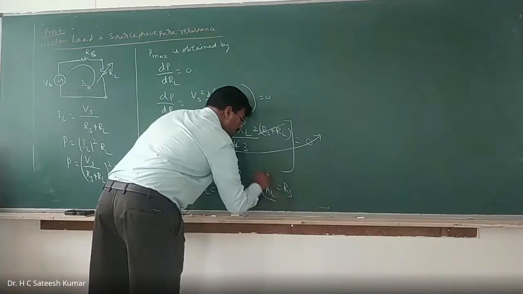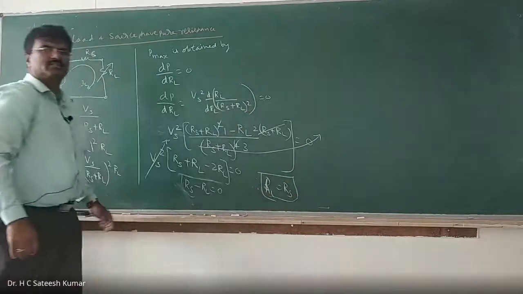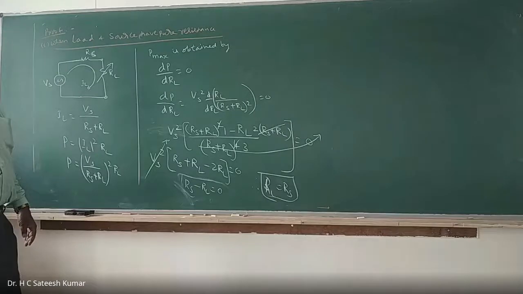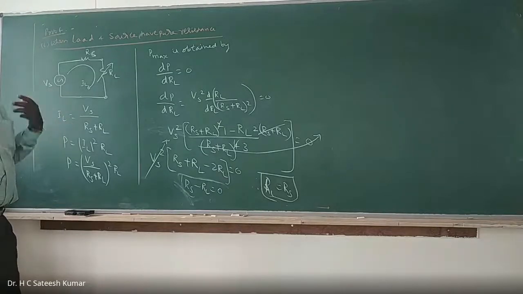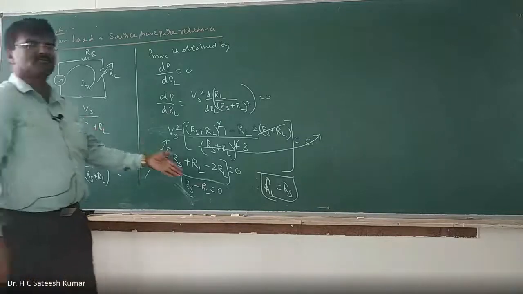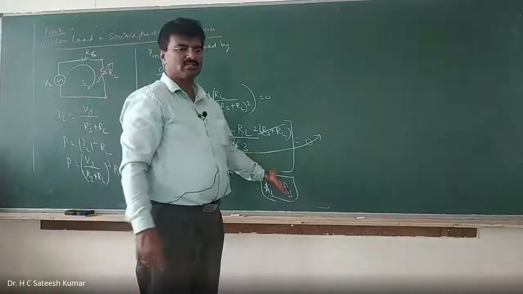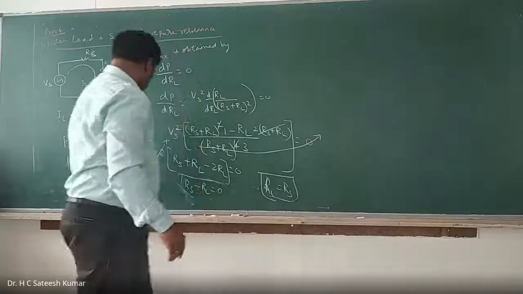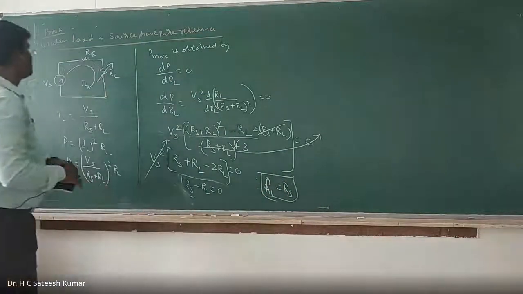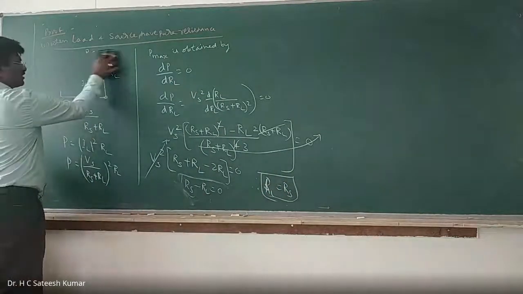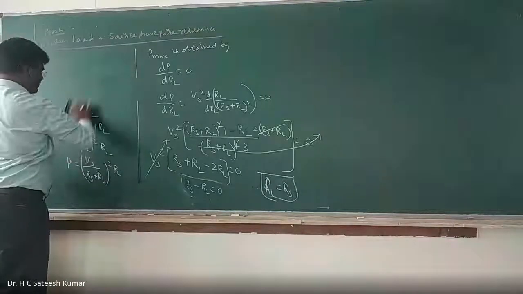So maximum power will be transferred when RL is equal to Rs. That is, load resistance is equal to source resistance. Generally they'll ask to state and prove the maximum power transfer theorem. If they say that, then you do it only for the resistance. Maximum power will be transferred from source to the load when the load resistance is equal to source resistance. That is the first point. Now go for the second one. So that is about the maximum power transfer.